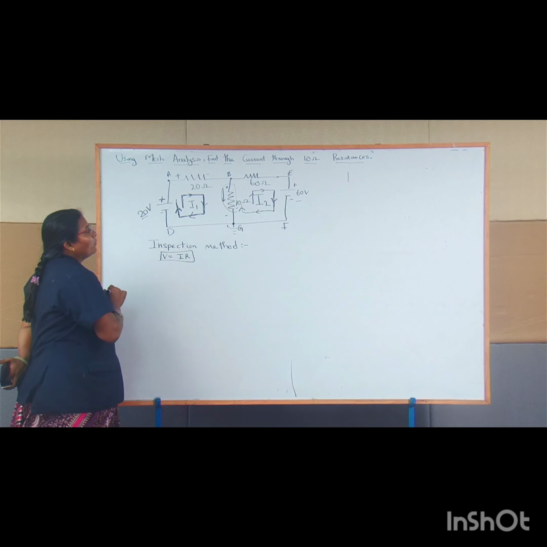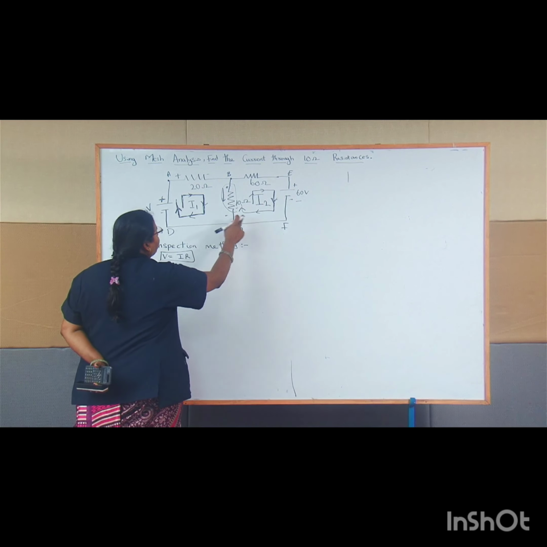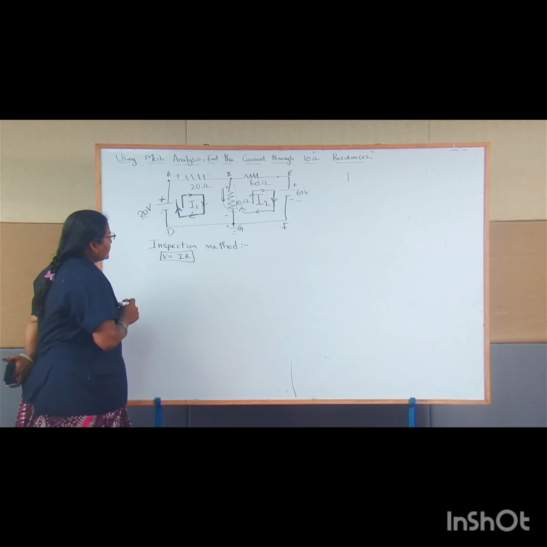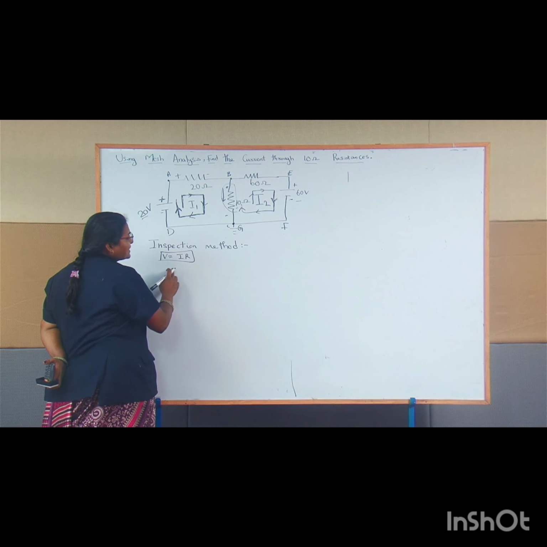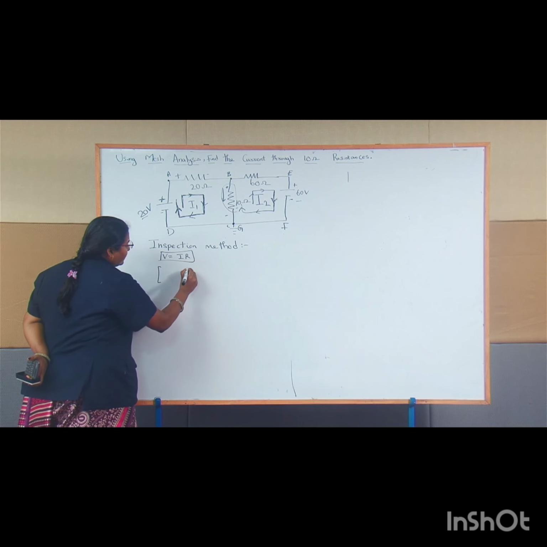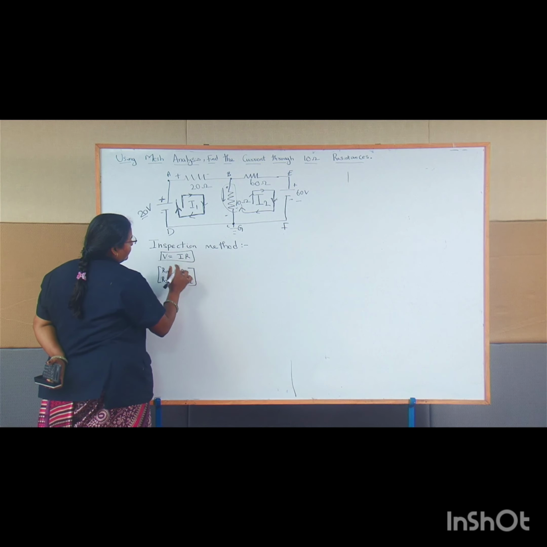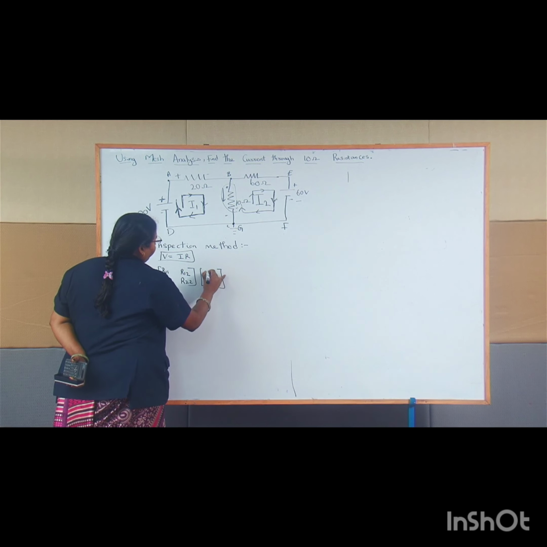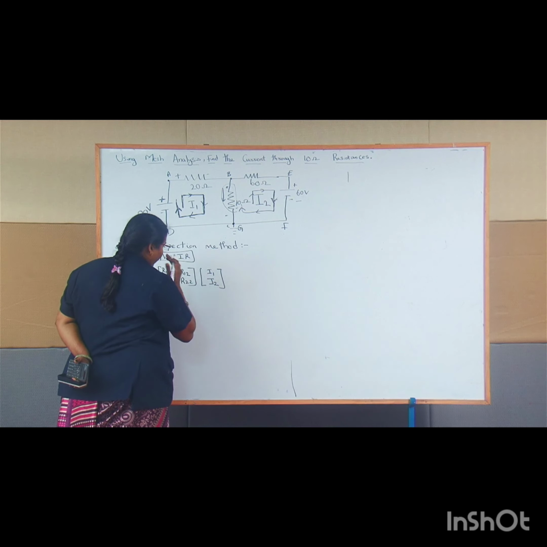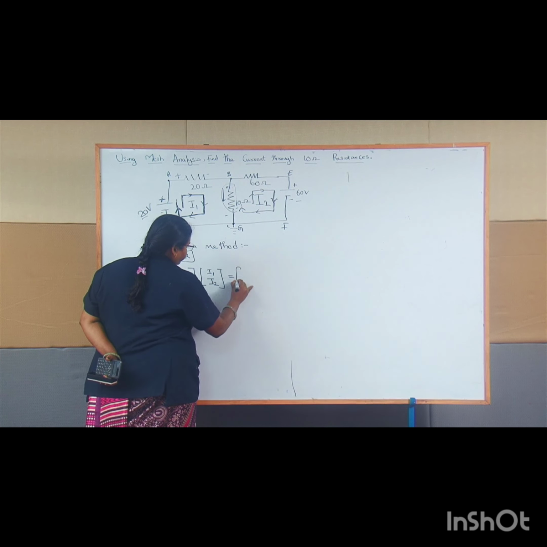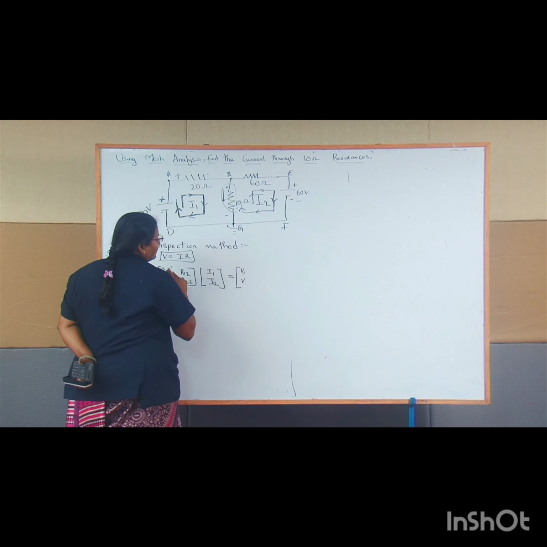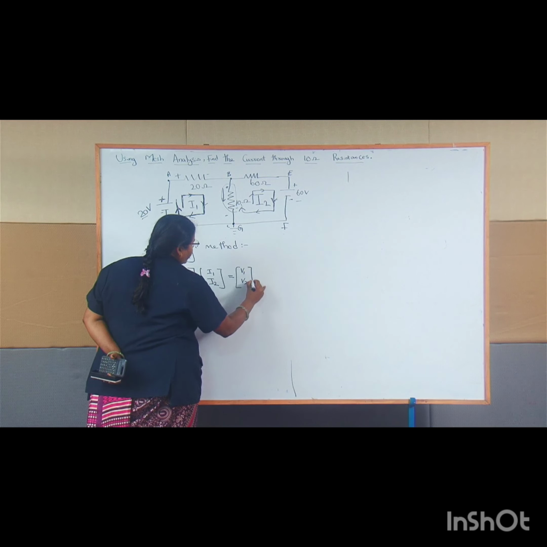So you have to check how many loops are in the circuit. Here we have 2 loops, so in the inspection method, it is a 2 cross 2 matrix. You have to write the 2 cross 2 matrix R11, R12, R21, R22. This is your resistance. I, we don't know, we have to find out I1, I2. Then V, in the question itself they will mention V1, V2.